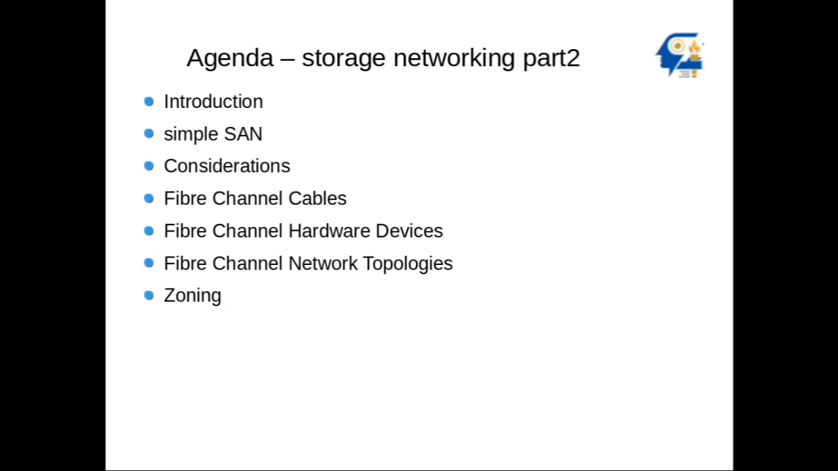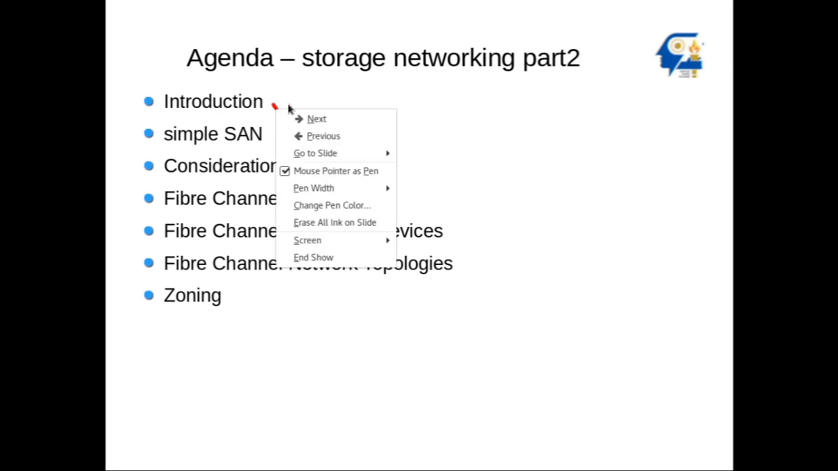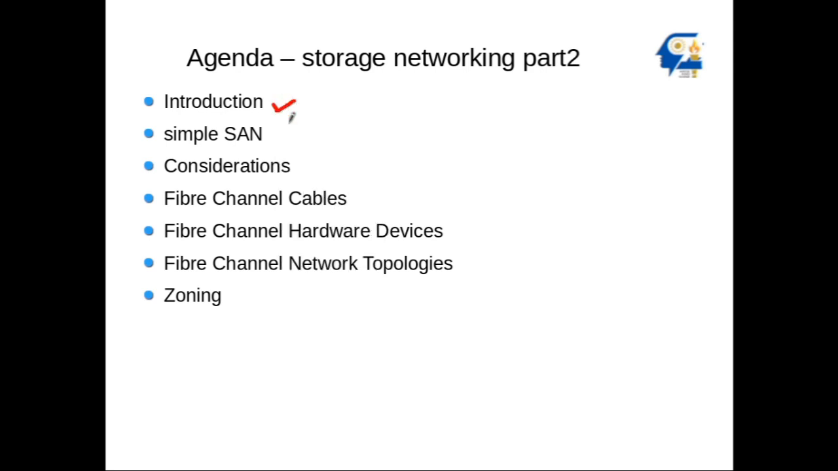So today my agenda is to give some introduction about why a fiber channel is required in a storage area network, and we'll discuss about a simple SAN and what are the design considerations we need to take, and different types of fiber channel cables, and what are the different hardwares available for a fiber channel. There are different network topologies that help to transmit the data to the storage. And zoning we'll discuss from the security point of view.